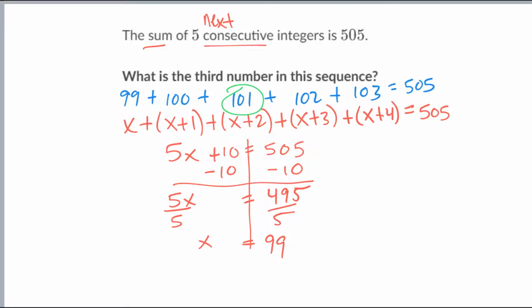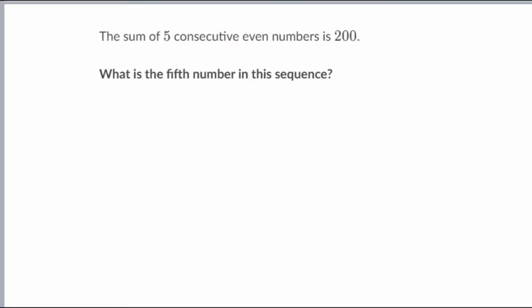Okay, let's try another. Okay, now we have 5 consecutive even numbers. So consecutive even numbers would be something like 2, and then 4, and 6, and 8. Those are consecutive even numbers. And we need the fifth. So now this has a slightly different setup.